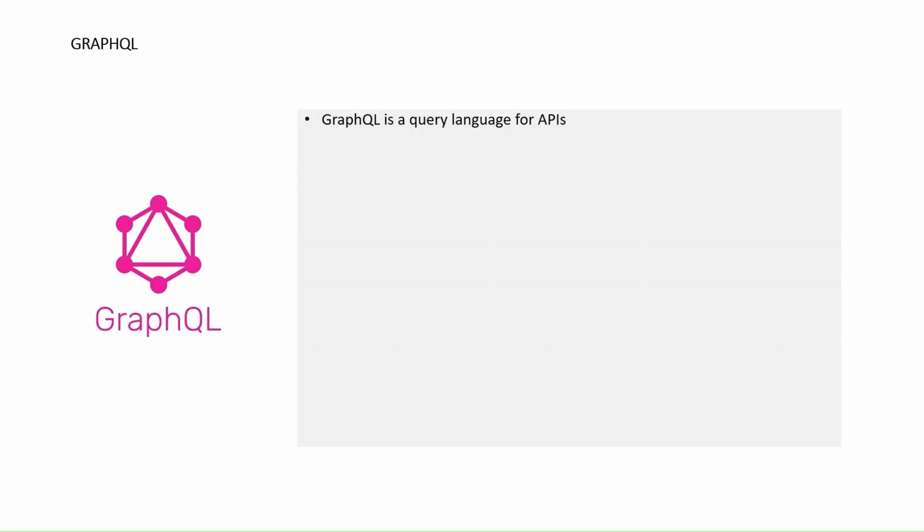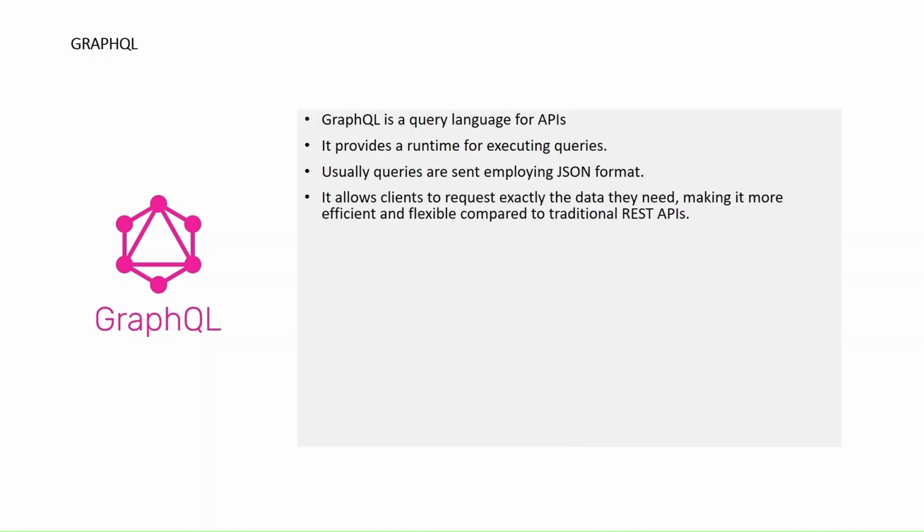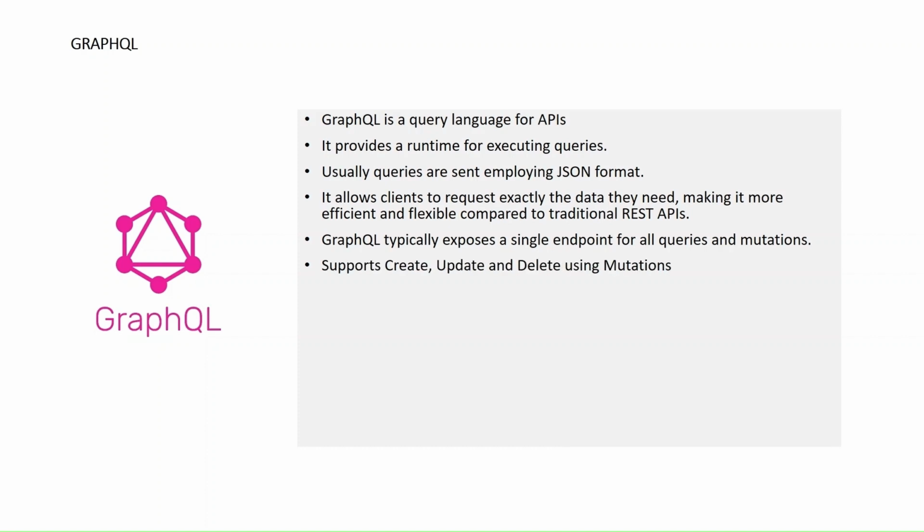GraphQL is a query language for APIs. It provides a runtime for executing queries. Usually, we send in queries using a JSON format. It allows clients to request exactly the data they need, making it more flexible as compared to traditional REST APIs. And GraphQL typically exposes a single endpoint for all queries and mutations. Mutations are like update, delete, and create operations.